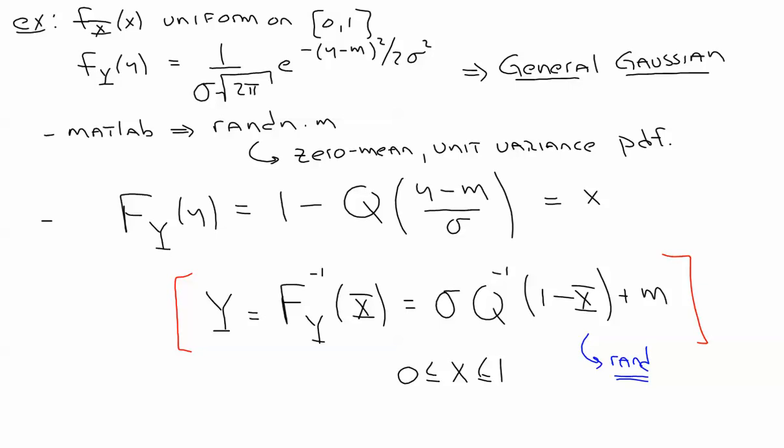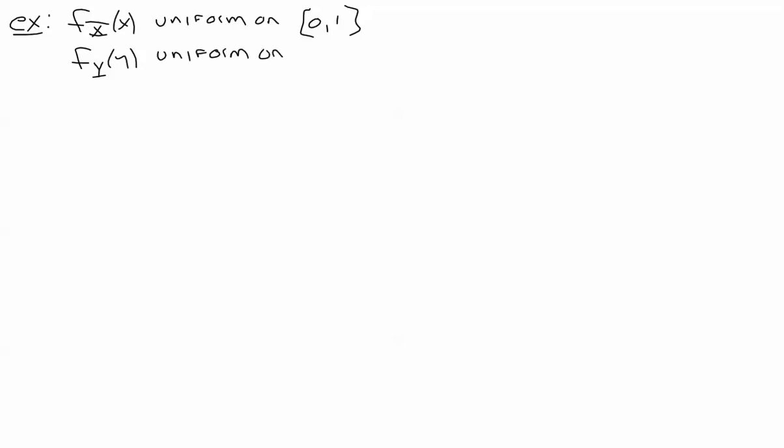Let's do another example. I've got 2 more examples for you. Once again, x is going to be uniformly distributed on 0 to 1. X is going to be uniform on 0 to 1. And this time I'm going to have y be uniform on a different range, A to B. That's pretty common.